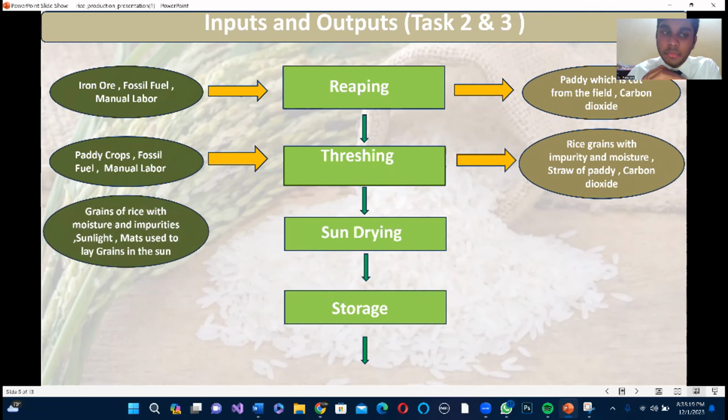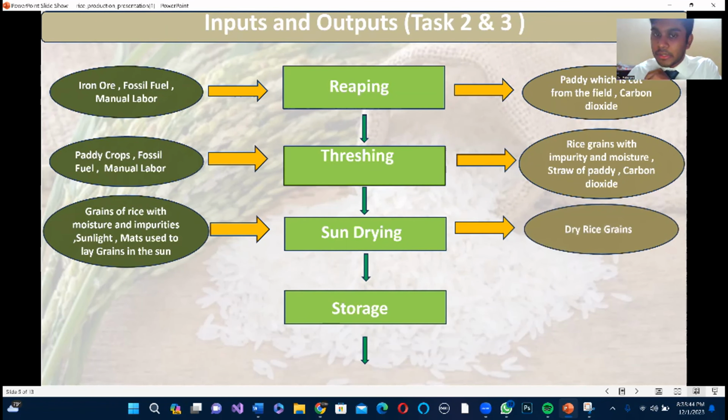In sun drying, we have a few inputs, which are the grains of rice with moisture and impurities, sunlight, and mats used to lay grains in the sun. Of course, because we are trying to reduce the moisture percentage of the grains from 25% to 14%. Why? Because when it comes to storing rice safely, it needs to be at 14% moisture level. And of course, the outputs, dried rice grains.